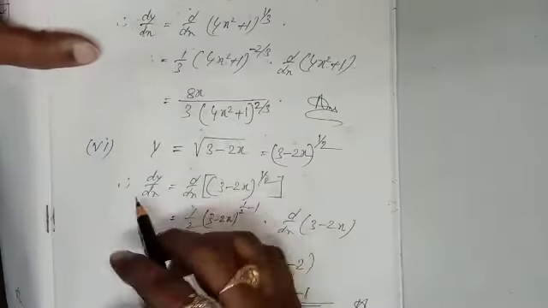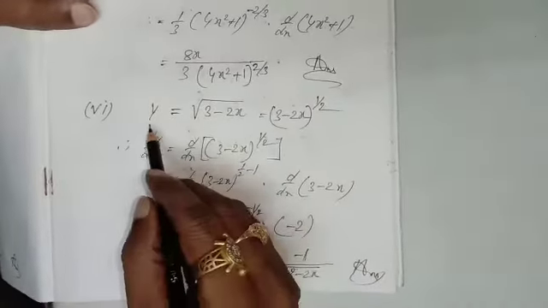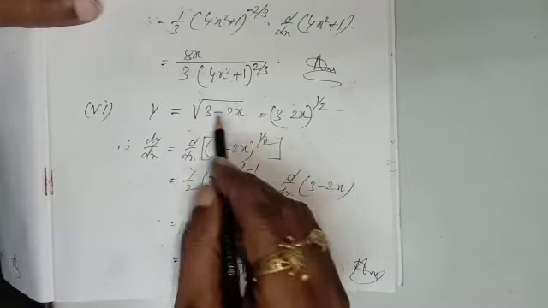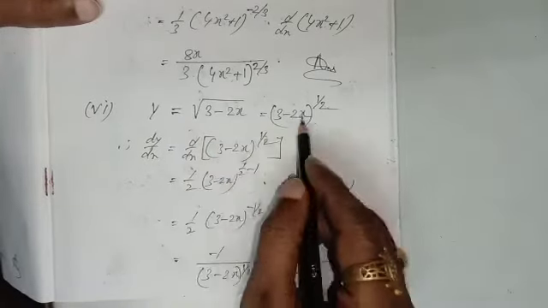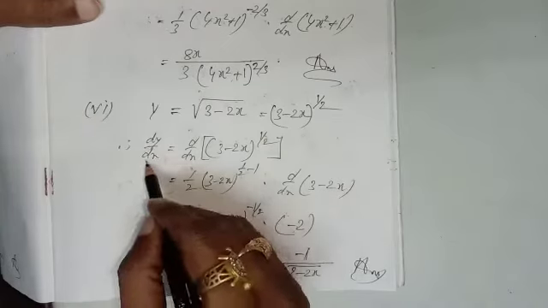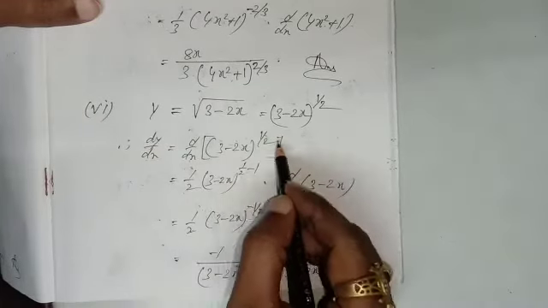And next question, sixth part. y is equal to 3 minus 2x whole root over. Root over means power is half. You have to find out dy by dx, that means dy by dx of 3 minus 2x whole to the power 1 by 2.